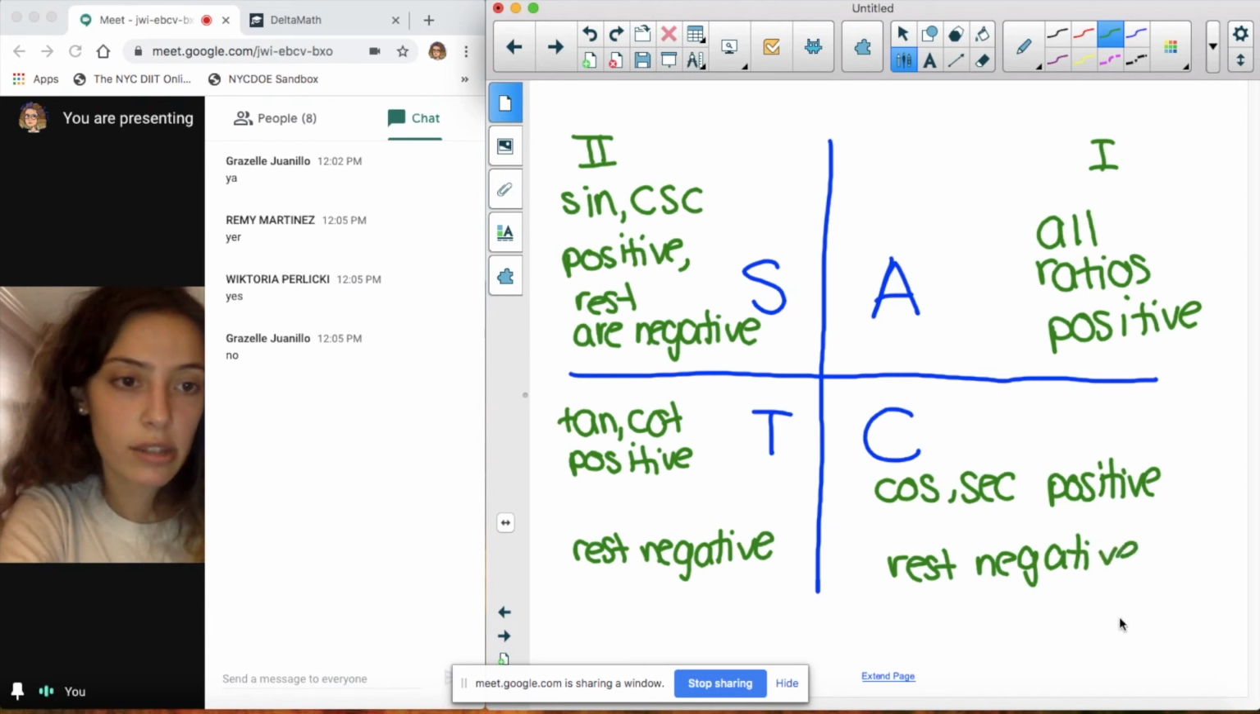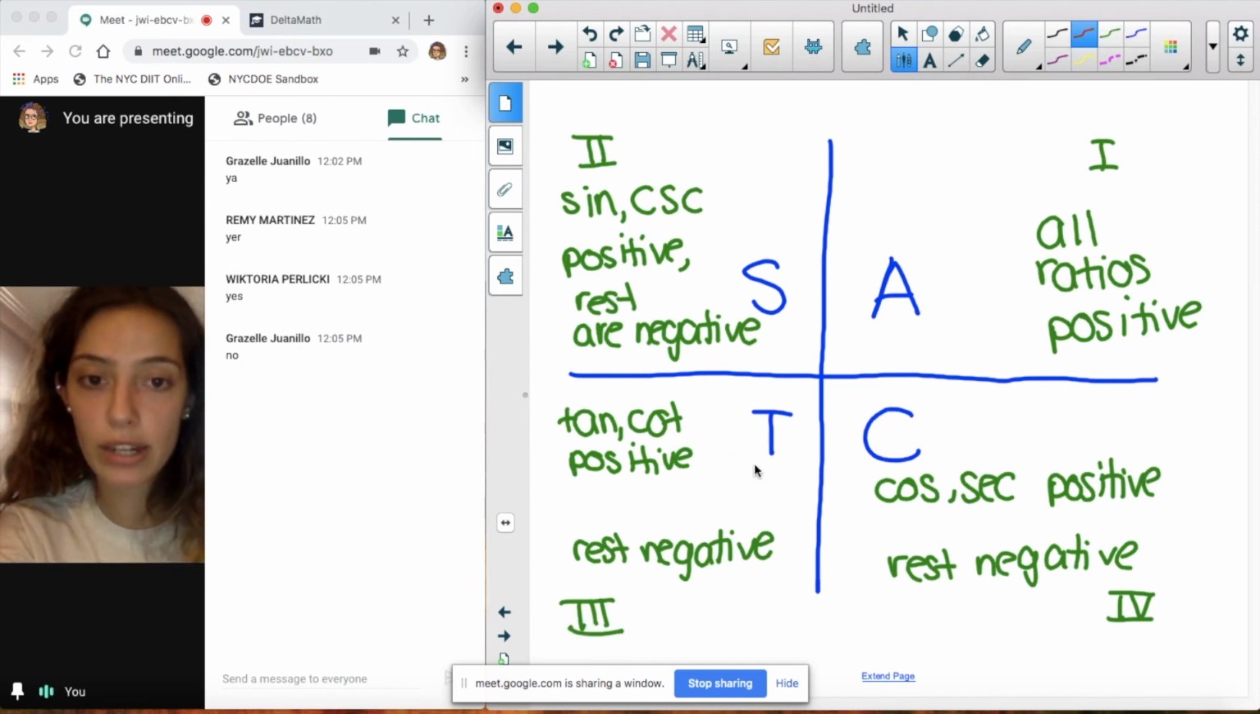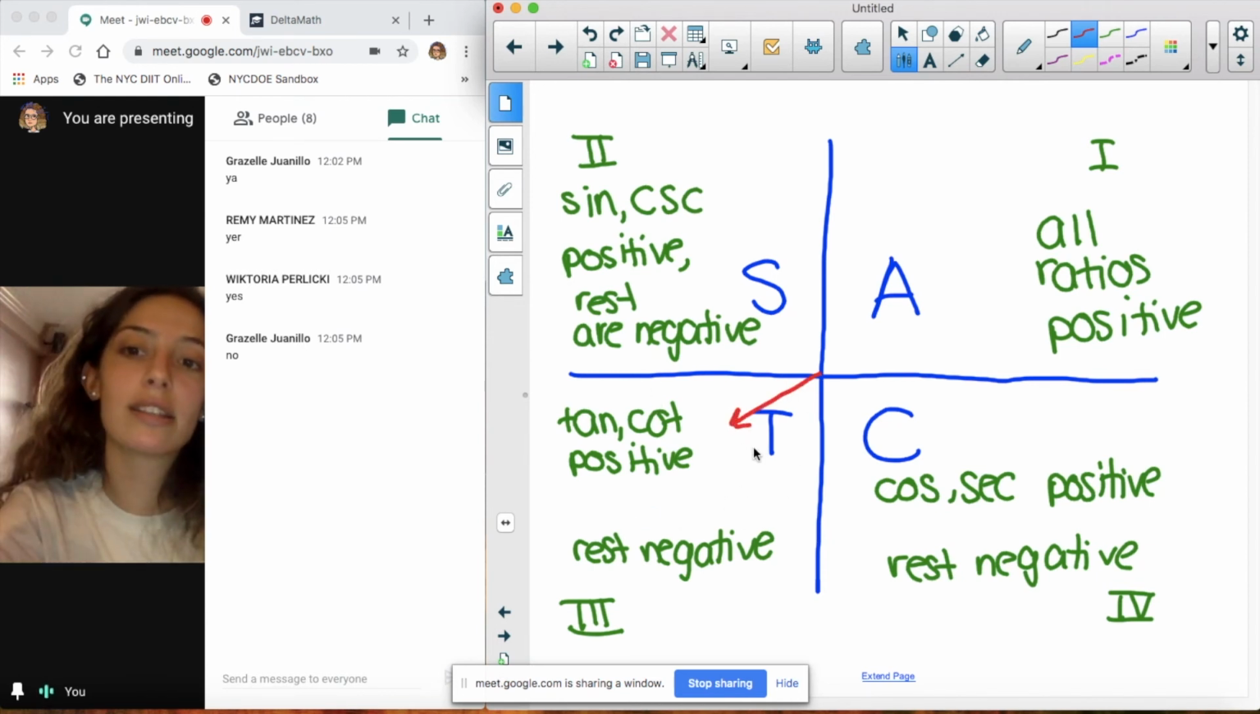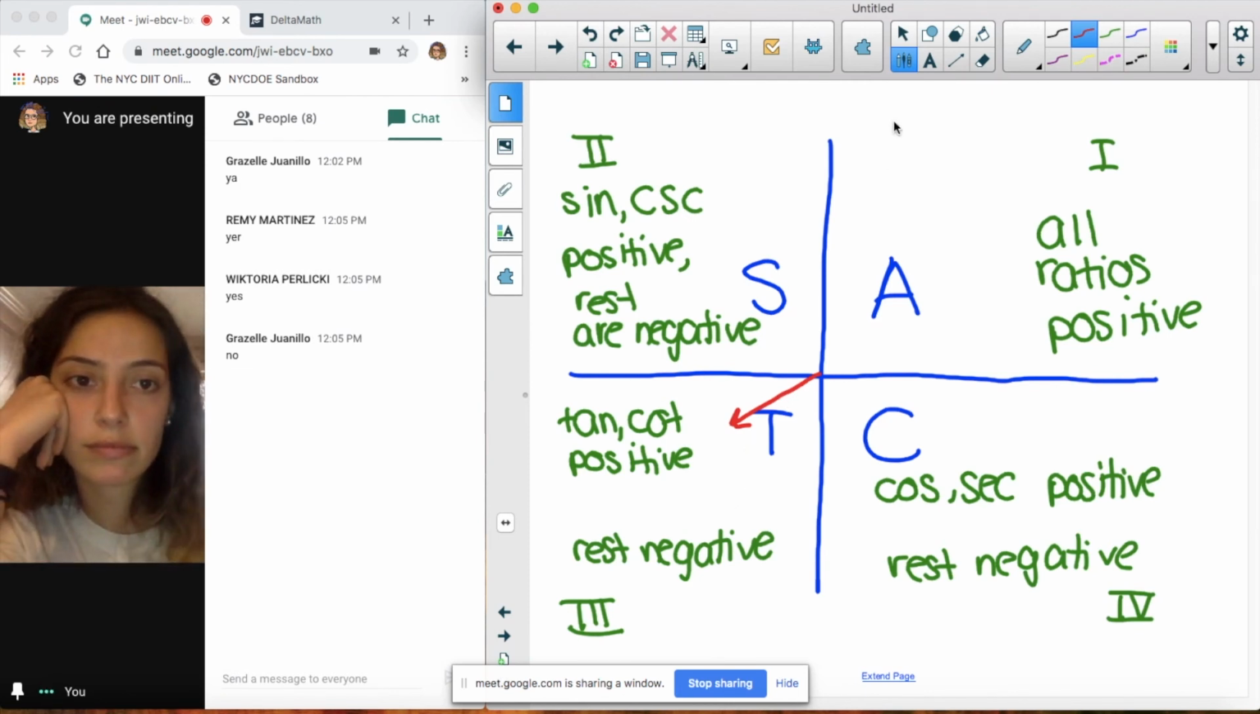So this is the fourth quadrant, and this was the third. So let's say you were looking for the sine of an angle in quadrant 3. So you're looking for the sine of this angle. Since it's in quadrant 3, the sine is going to be negative. That's it. So it tells you which is positive, which is negative in every quadrant.